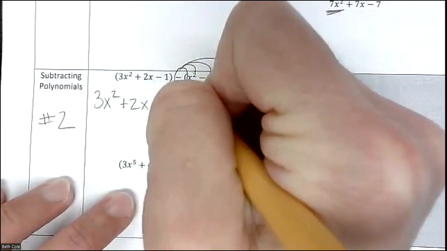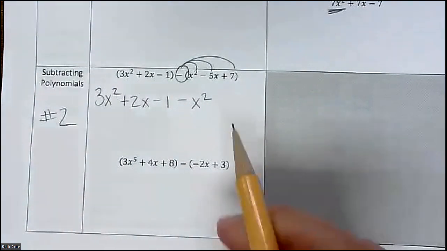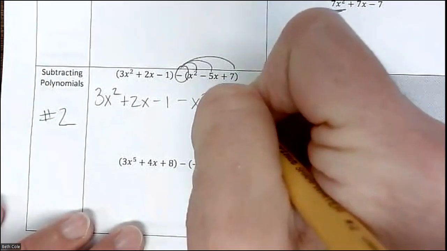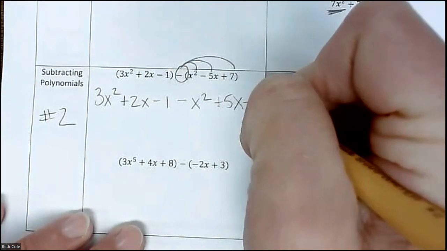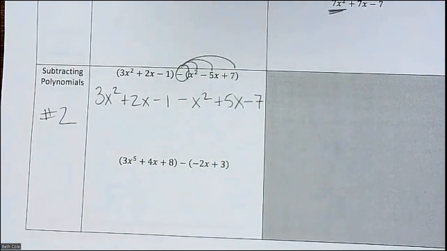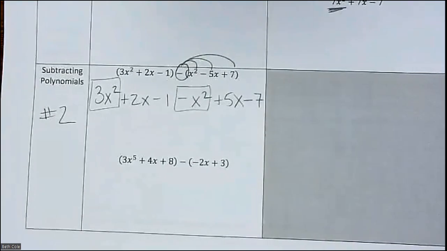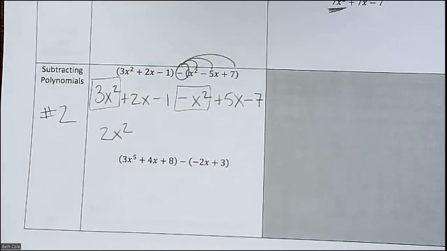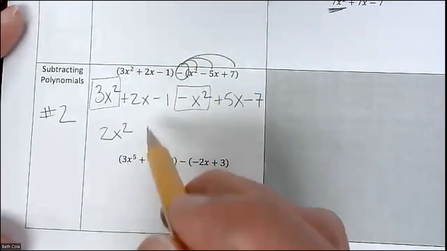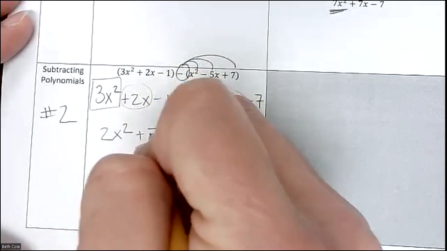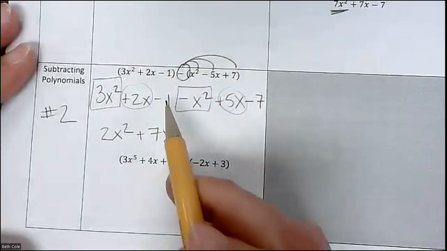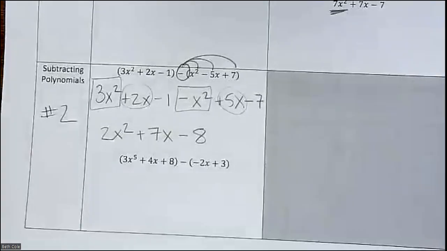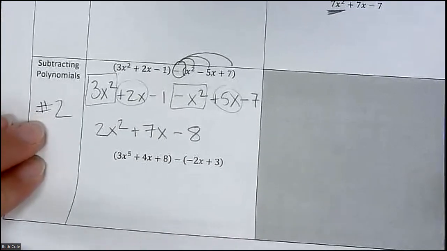It'll be minus x squared, and then what? Yeah, positive 5x, and then -7. Good, perfect. Everything just is opposite for that second one. And then you put the like terms together. So 3x squared minus 1x squared would be 2x squared. All right, and then what else? Keep it going. What else goes together there? Yeah, 2x and 5x is 7x. All right, and then -1 and -7 is -8. I will fill this one in when I take the picture. It'll be up there.